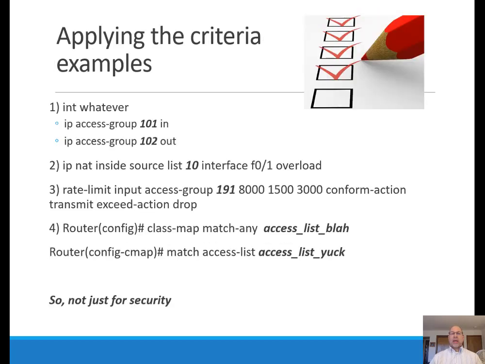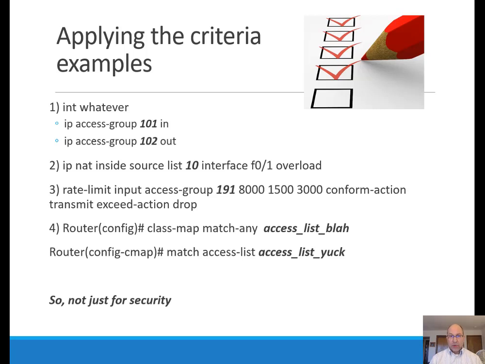So here are some examples of applying the match criteria. We've got our access list, and in this case, we've given them numbers. So you have a list of rules called 101, a list of rules called 102, 190, and 191. Or you give it a name, whatever it is. In the first example, it's applied on an interface. So that's very straightforward. This list of rules is applied to traffic coming in or out of this interface.